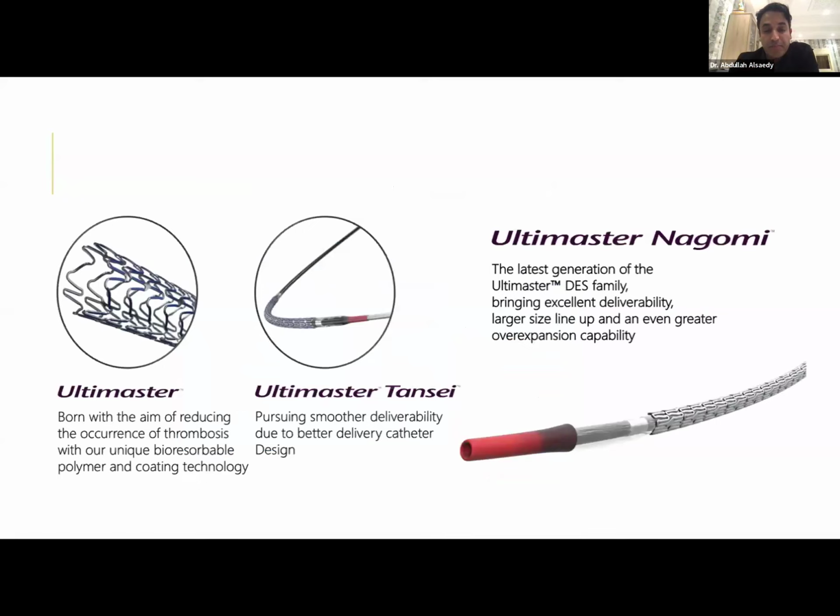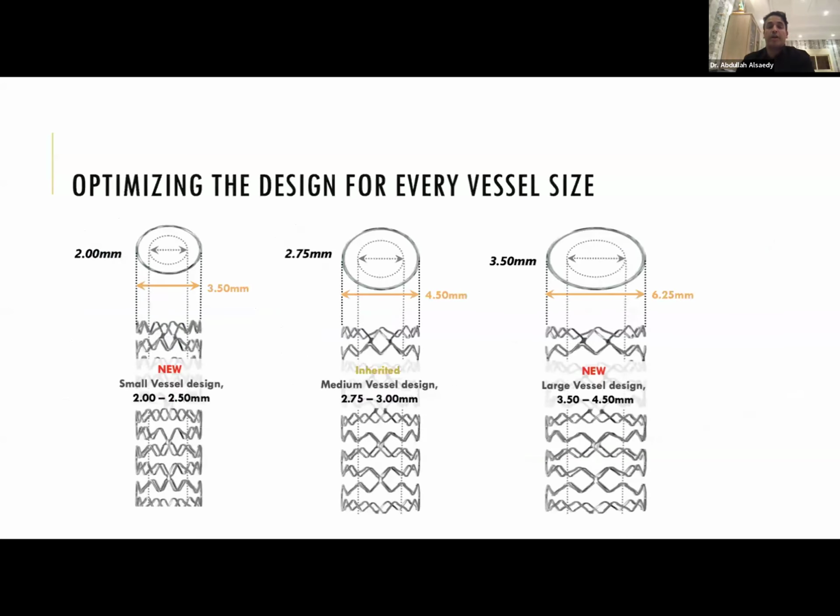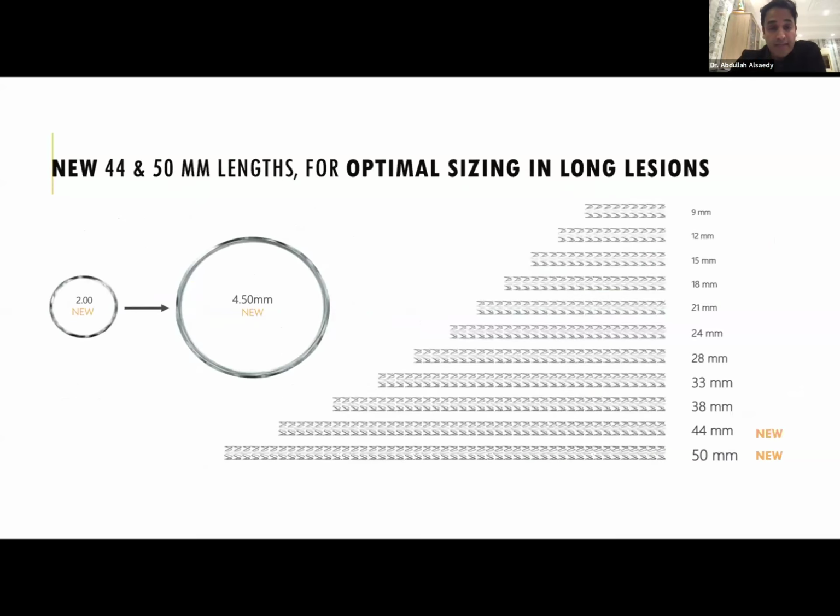And for that, as already explained beautifully by Dr. Al-Bawardi, we have the third generation. We have three generations nowadays for Ultimaster Tansei and the Ultimaster Nagomi. As Dr. Al-Bawardi showed, if you go from 2 to 2.5, you can post-dilate the stent up to 3.5. If you use 2.75 vessels, you can go up to 4.5 millimeter. And if you use 3.5 millimeter, you can post-dilate up to 6.25 millimeter. So there are different sizes and lengths.